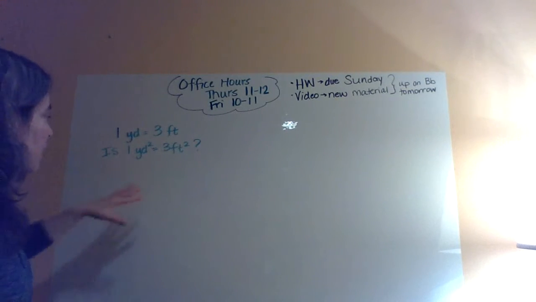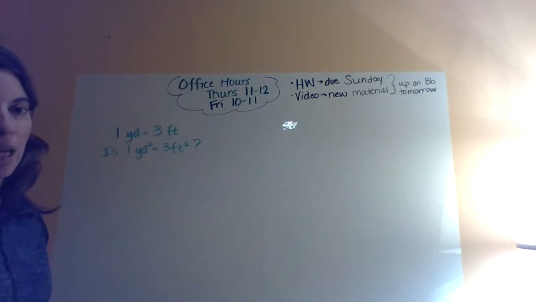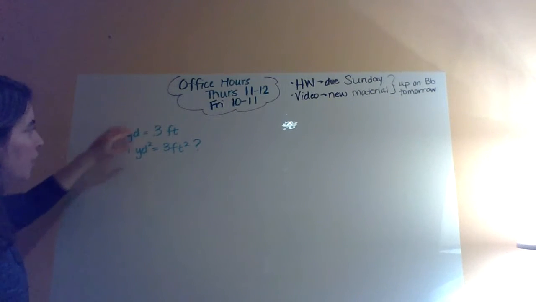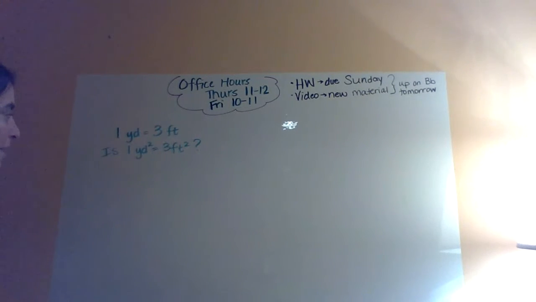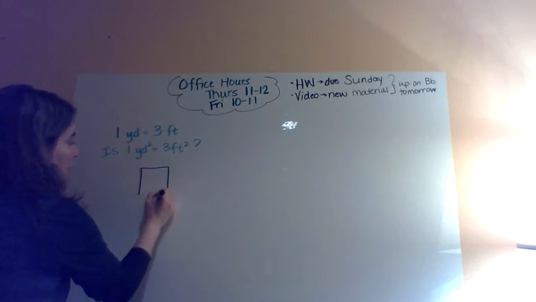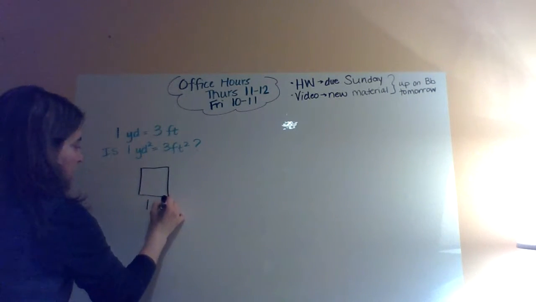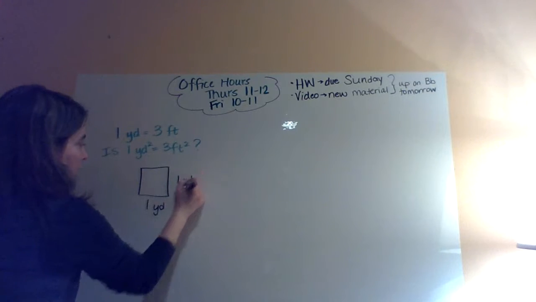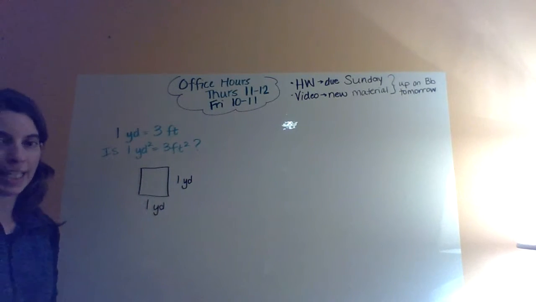Alright, so we're jumping right in with the questions that I left you with last time. The first one was, since we know that a yard is 3 feet, does that mean that a square yard is 3 square feet? And we thought about the fact that a square yard meant a square area that's a yard long on either side.